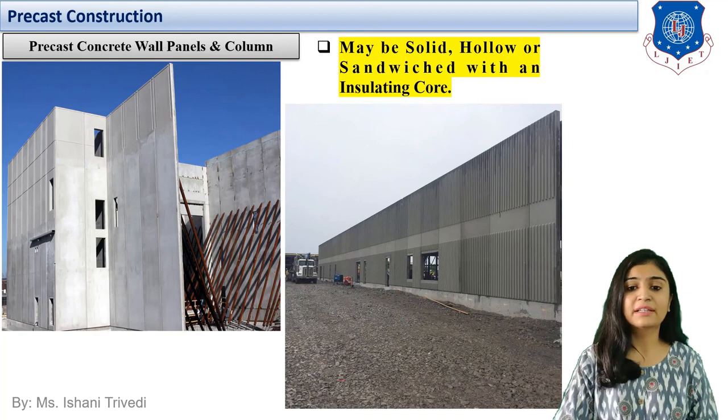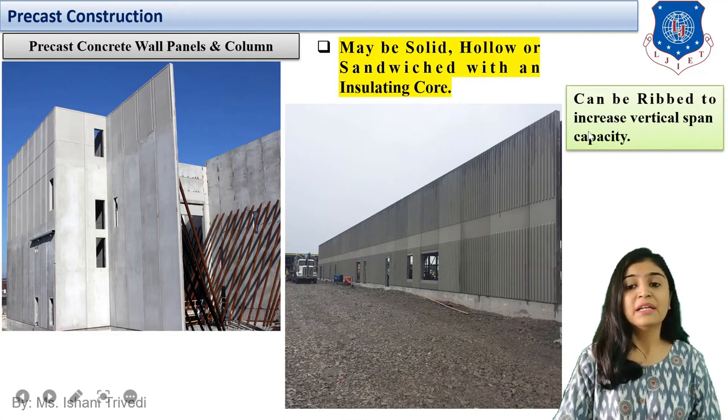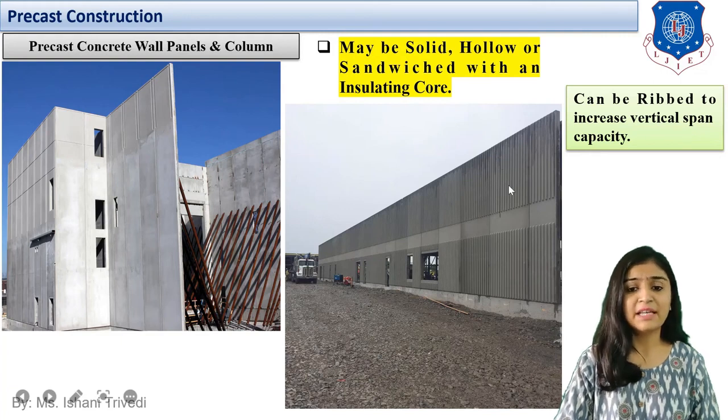So it can be solid, it can be hollow, it can even have projections, which you can see over here. There are many different cases of precast concrete wall panels. It can be ribbed to increase the vertical span capacity. Ribbed means the projected portion which I am showing you over here. These are examples of a ribbed wall panel.